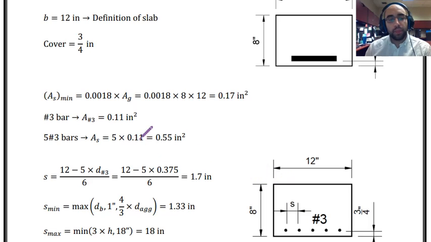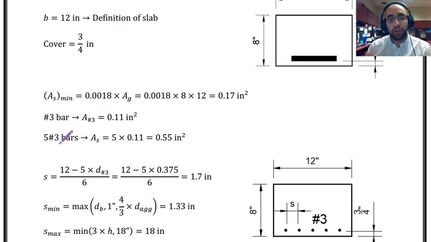So design is always a trial procedure. Of course, I had my tries before preparing the files. You can try more at home. You can consider, for example, instead of 5 number 3 bars, 4 number 4 bars, or 3 number 5 bars.